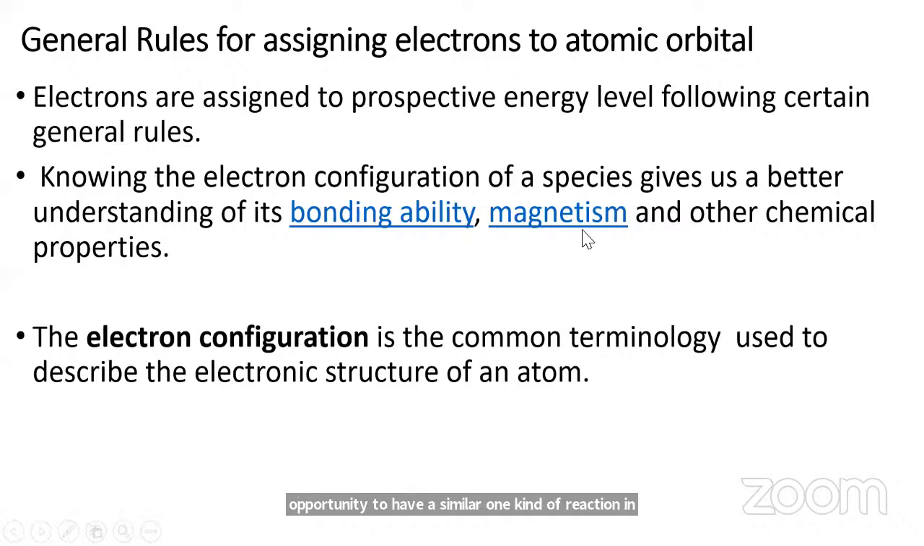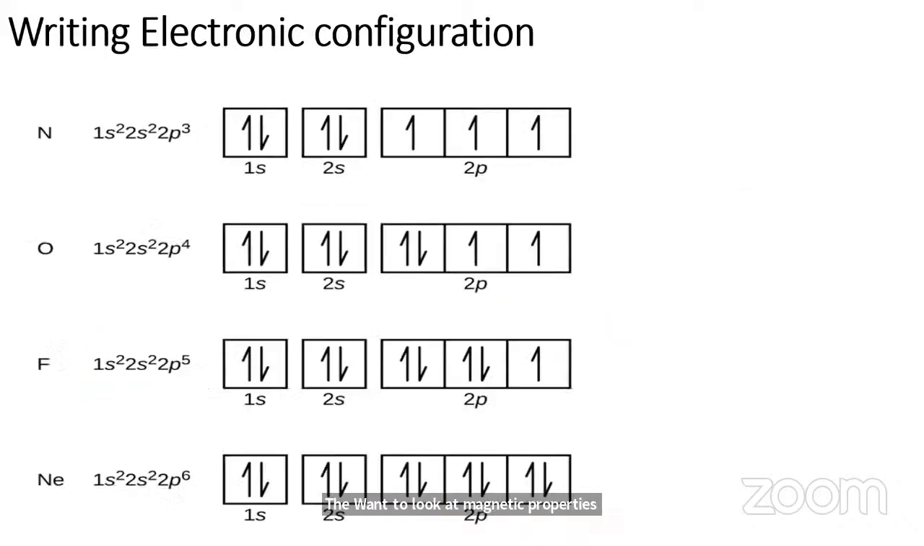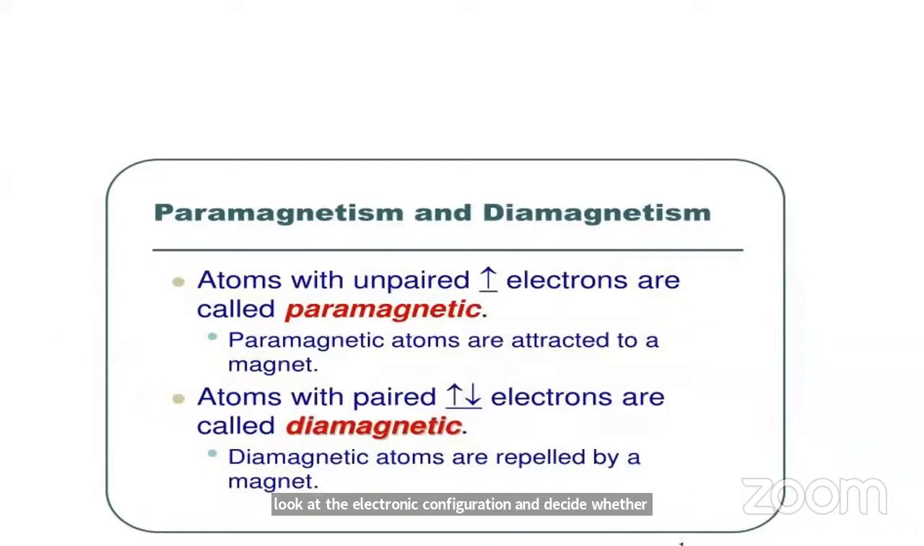We want to look at magnetic property, where we just look at the electronic configuration and decide whether such will be magnetic or not. When we talk about magnetism, we are going to look at two types of magnetism, paramagnetism and diamagnetism. We'll say that an atom is paramagnetic if that atom has an unpaired electron in it. And if an atom is paramagnetic, it means that atom will be attracted to a magnet, because there is something here that is like empty. Let me just put it like that in layman's language. But when the electrons are paired in an atom, that atom is said to be diamagnetic, and diamagnetic atoms are repelled by a magnet.